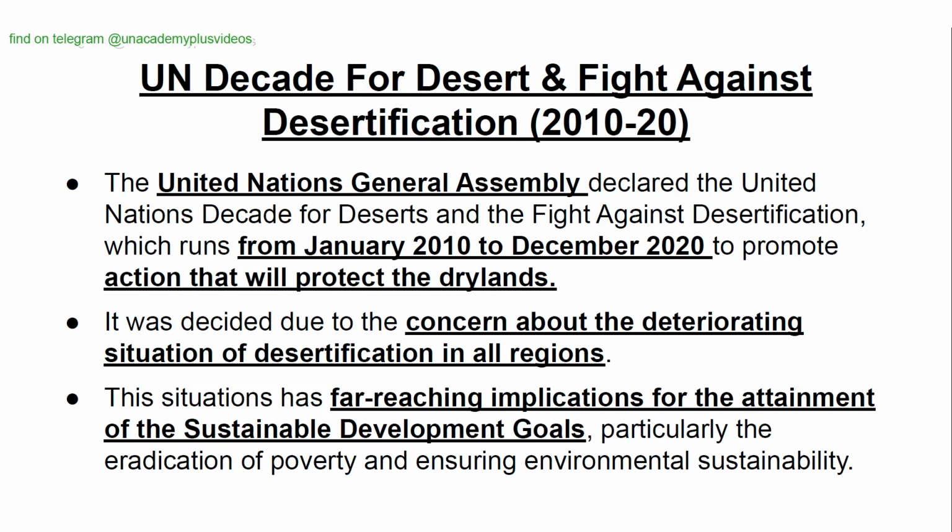The United Nations General Assembly declared the United Nations Decade for Deserts and the Fight Against Desertification, which runs from January 2010 to December 2020, to promote action that will protect the drylands. It was decided due to the concern about the deteriorating situation of desertification in all regions. This situation has far-reaching implications for the attainment of sustainable development goals, particularly the eradication of poverty and ensuring environmental sustainability.